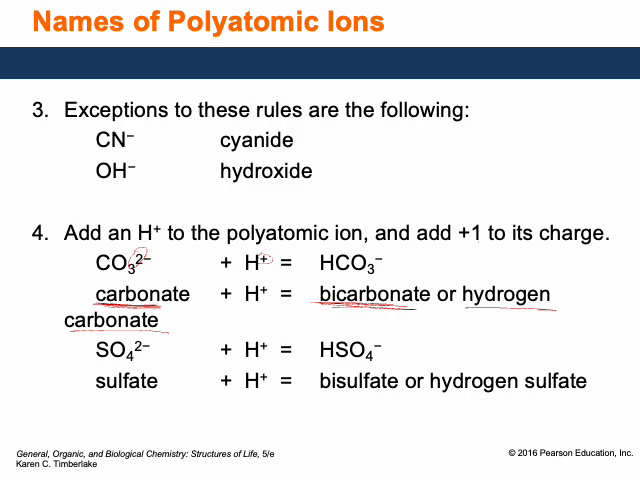Same thing if we have the sulfate ion, SO4 2-. If I add a hydrogen to this, it turns into HSO4 with one less negative charge, so -1. This is called either bisulfate or hydrogen sulfate. Usually you add the prefix bi or you add hydrogen in front of it. So it becomes either bisulfate or hydrogen sulfate.